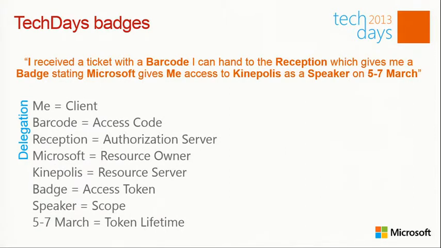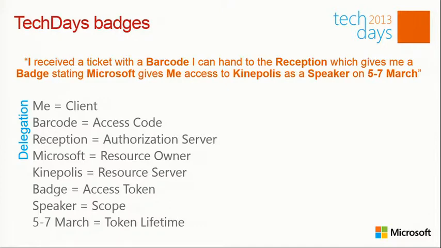So to put everything into context in OAuth, I've created a little overview of all the elements in the statement I made before. So I am the client. The access code or the barcode I received on my e-ticket is the access code I have to access the conference here. The reception is the authorization server. So they authorize me because I have this access code. They know that I'm registered and they can give me a badge in return. And the badge is the access token.